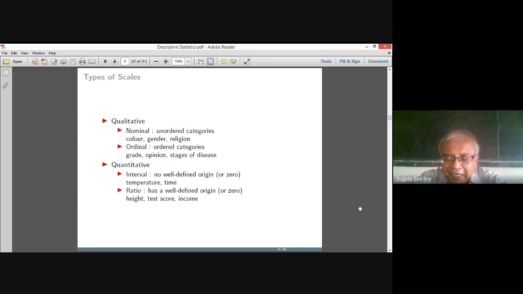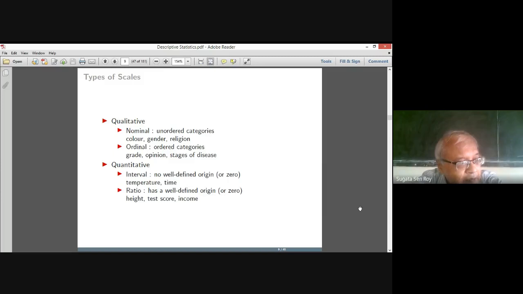A son is half the height of their father, right? A person has an income of 10,000 rupees. Another person has an income of 50,000 rupees. We say that the second person has a 5-fold more income than the first person. So we can say that. Okay.